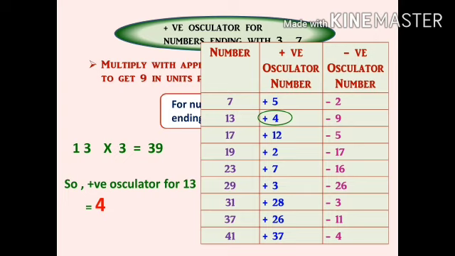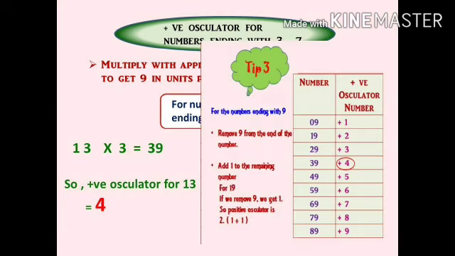So the concept is that if a number ends with 3, multiply with 3 so that you will get 9 units in its place. So once you get 9, calculating positive oscillator number is very easy.